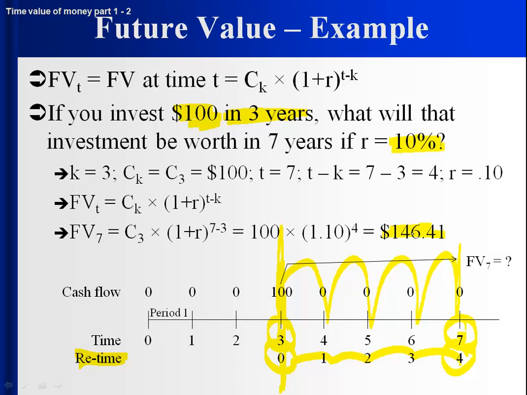How much will it be worth in 7 years from today? It'll be worth $146.41. $100 times 1.1 to the fourth. 7 minus 3 is 4, and hopefully you can see how if we're at 3, 1, 2, 3, 4, that's why it's to the fourth.